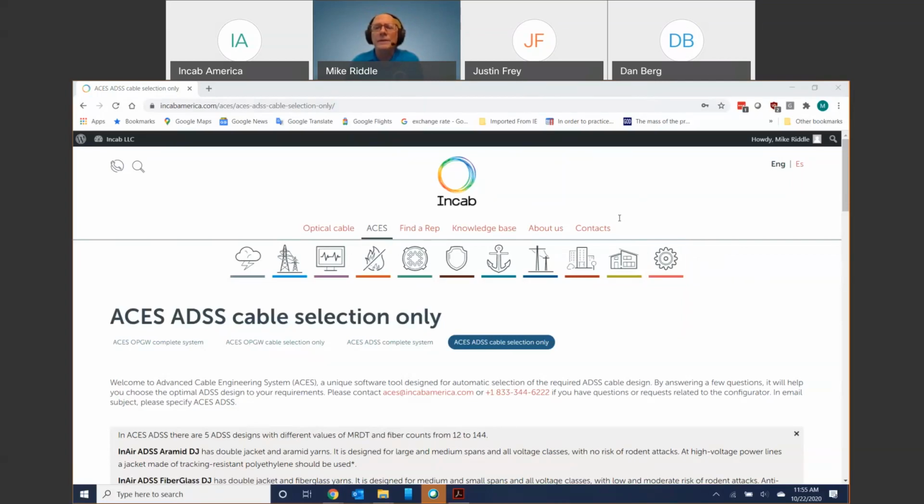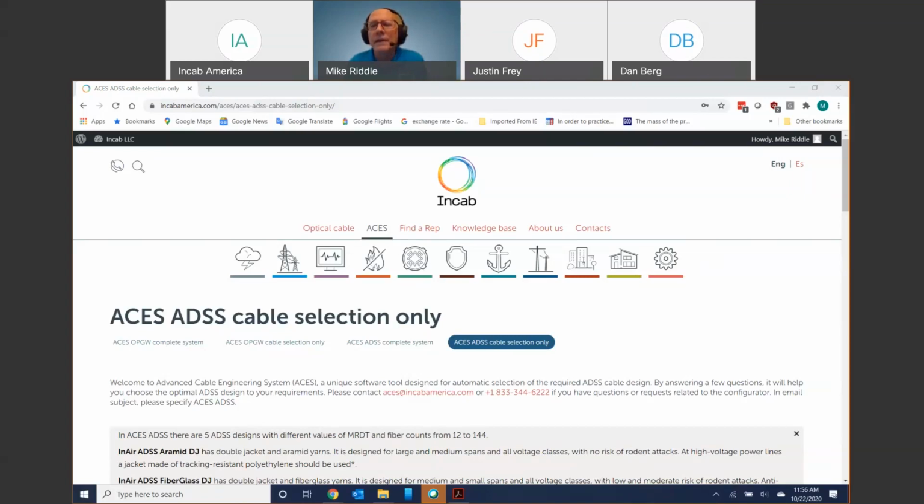The variant process and corresponding spreadsheet and output, what does InCab get out of this? Well, we're in business to sell cable, so we're hoping that if you've used our software, it's steering you towards an InCab cable. So we're kind of slightly stacking the deck in our favor to get your cable order.